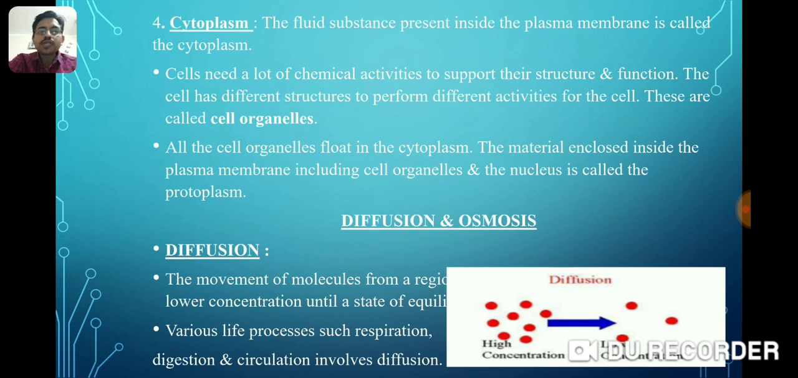Now we are going to discuss diffusion and osmosis. First, diffusion. The movement of molecules from a region of higher concentration to a region of lower concentration till an equilibrium is attained is called diffusion. Various life processes such as respiration, digestion, circulation involve diffusion. So here the molecules move from high concentration to low concentration, as you can see in the diagram given on your screen.